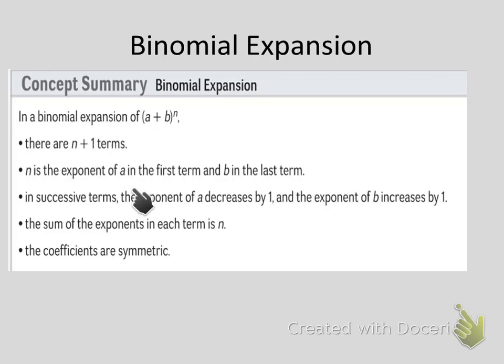Number 2, n is the exponent of a in the first term and of b in the last term. That's just like what Ivo said. The first term is going to be x to that exponent. The last term is going to be y to that exponent. x to the 6th, y to the 6th, like the 2 we did.